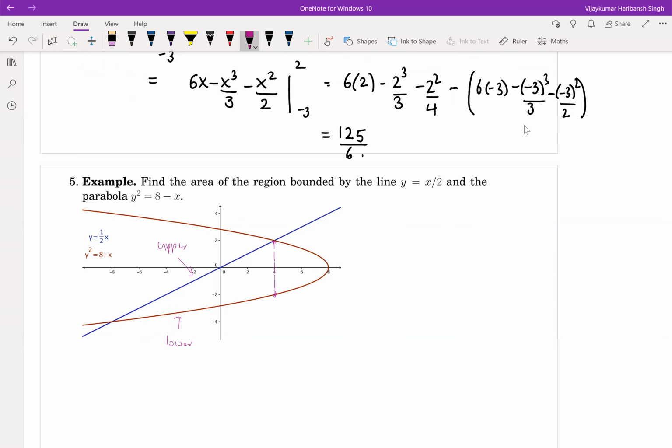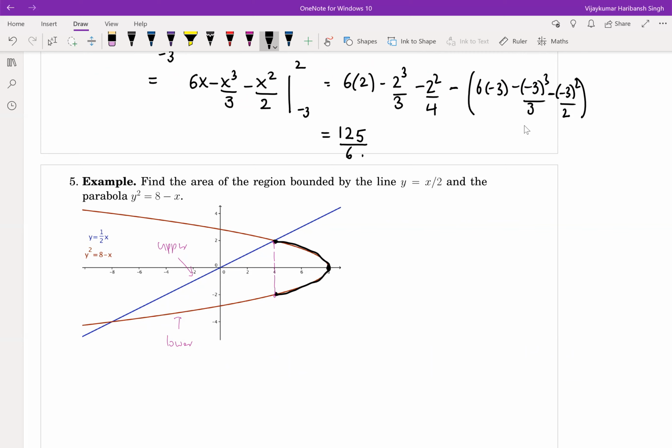In this part here, however, this curve is upper, and then the same curve in modification would give us the lower curve. So if you want to do this problem, you have to break this into two parts.